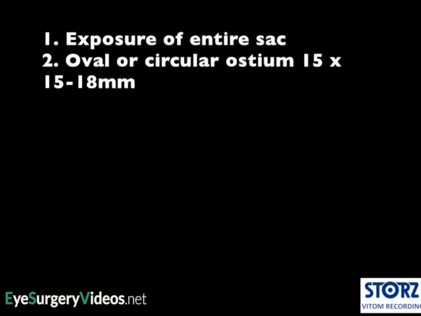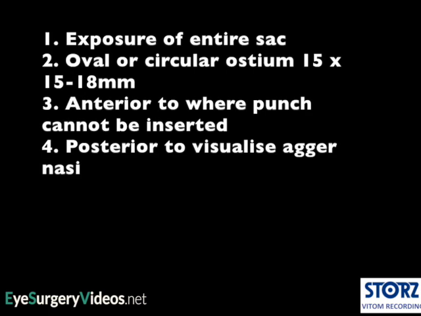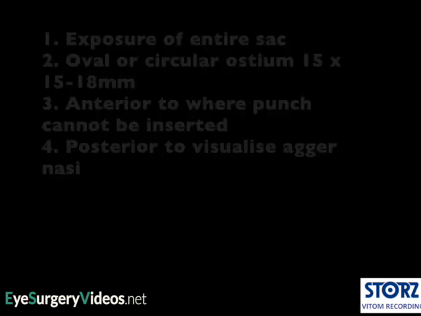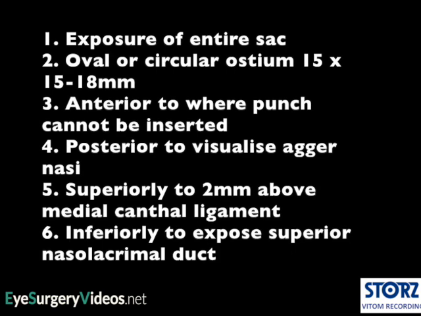2. The ostium is approximately circular or oval, with approximately a 15 mm diameter vertically and 15 to 18 mm diameter horizontally, or at least the size of a thumbnail. 3. Anteriorly, one can enlarge the ostium until the punch cannot be inserted between the bone and nasal mucosa. 4. Posteriorly, one can enlarge to visualize the anteriormost ethmoid air cell, which is the agger nasi cell. 5. Superiorly, one can extend to 2 mm above the medial canthal ligament. And 6. Inferiorly, the superior nasolacrimal duct should be exposed.